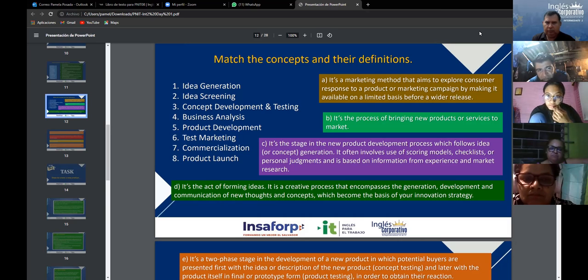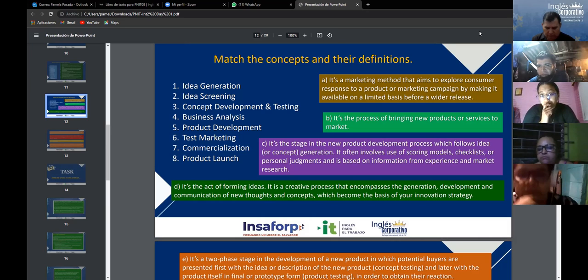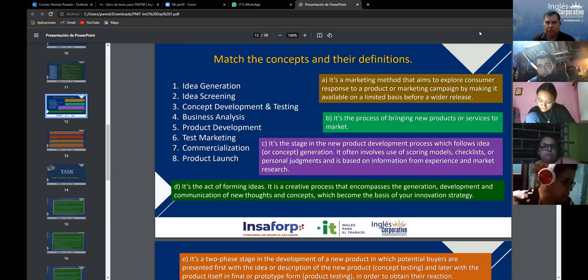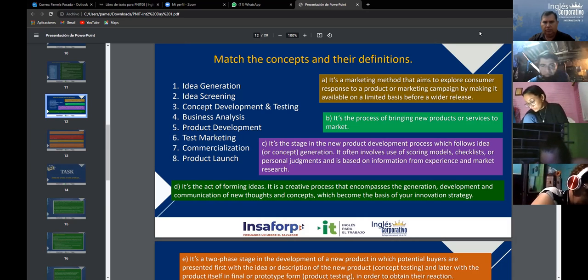Is the stage in the new product process. Maybe can be number eight, product launch. It's a stage in the new product development process which follows idea generation. I think the number three. Yeah, I think number three, but concept development and testing. Yes. And maybe it can be a number three. Use of score model, checklist, personal judgment. Based on information from experience on market. Well, we can put number three, and if we change, we do it after.